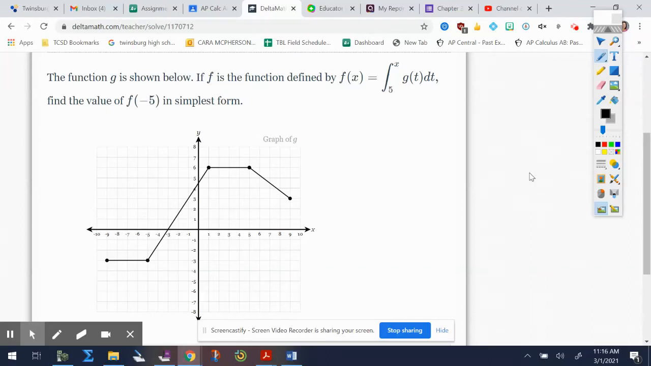So I want to take you through a few practice questions on Delta Math. I know they have their own help videos, but sometimes I think you can get a little bit more out of hearing me talk about it. Plus, I want to ensure that I have an example of everything you could potentially see.